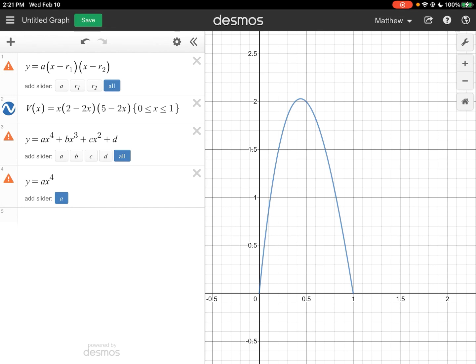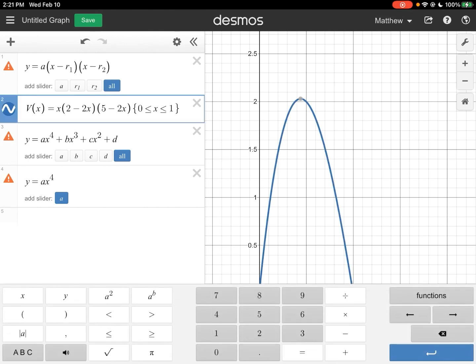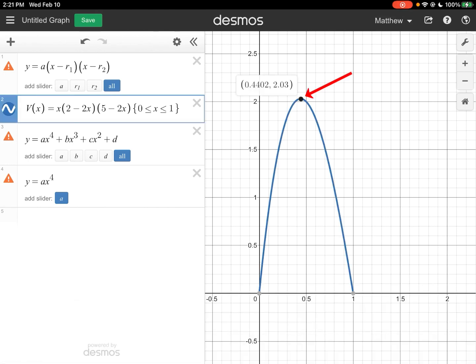Now in this image, the horizontal axis is x. The vertical axis is volume. So if you want to find the maximum possible volume, you've got to just find this relative maximum here in our graph. And that point of data right there is (0.4402, 2.03). This is suggesting that if x is approximately 0.44 feet, then we will have maximized our volume, and that volume would be 2.03 cubic feet.